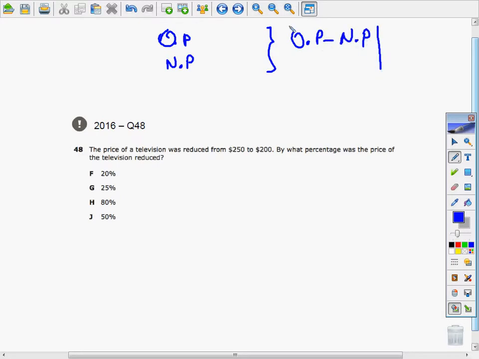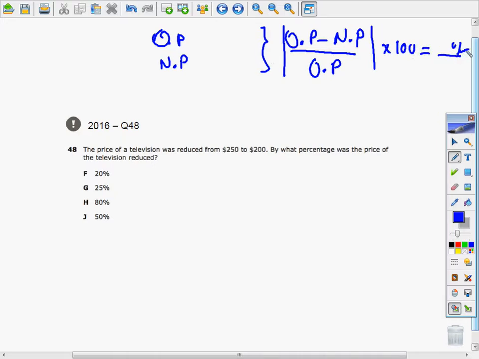Actually, it should be in the absolute value. I believe in the previous video I didn't put it like this, but it should be in the absolute value, divided by the original price, times 100, and then our answer will be a percent. So let's place them in.